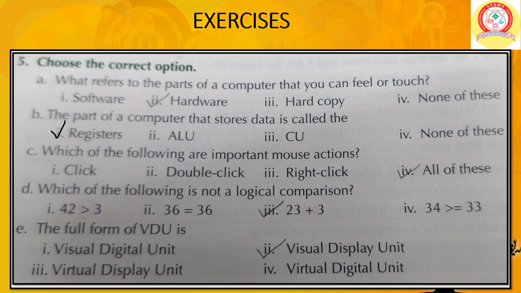E. The full form of VDU is: 1. Visual Digital Unit, 2. Visual Display Unit, 3. Virtual Display Unit, 4. Virtual Digital Unit. It's 2. Visual Display Unit. The full form of VDU is Visual Display Unit.